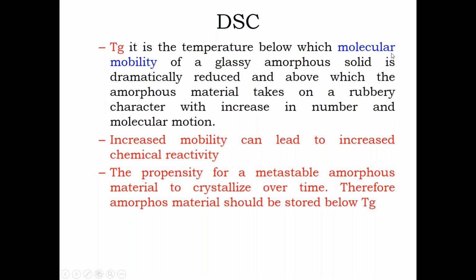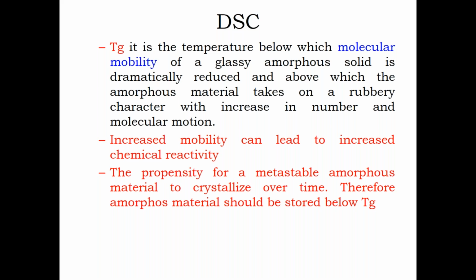It is the temperature below which molecular mobility is reduced. Imagine a temperature, say 150 degrees centigrade, as the glass transition temperature of a drug. It's just an imaginary number I'm giving you. Below that 150 degrees centigrade, the molecular mobility of a glassy amorphous solid is dramatically reduced, and above it the amorphous material takes on rubbery characteristics. The consistency and texture will change, with an increase in molecular motion. You can imagine a solid converted slightly into a rubbery texture.